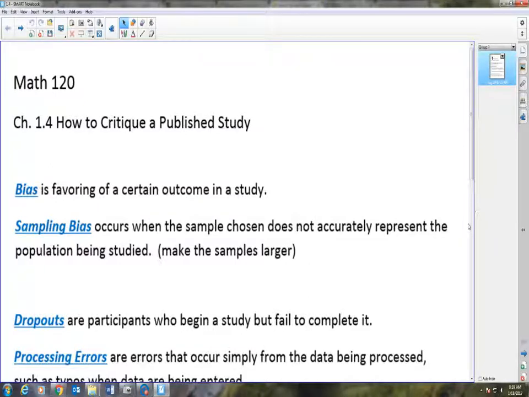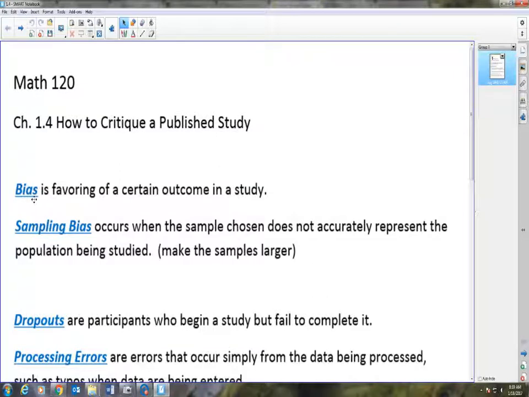In this section, we want to talk about how to critique a published study. But what I'm really trying to talk about here in this short video is bias. The word bias, as you know, is favoring of a certain outcome in a study. This is something we are always trying to avoid. We're trying to avoid being biased.